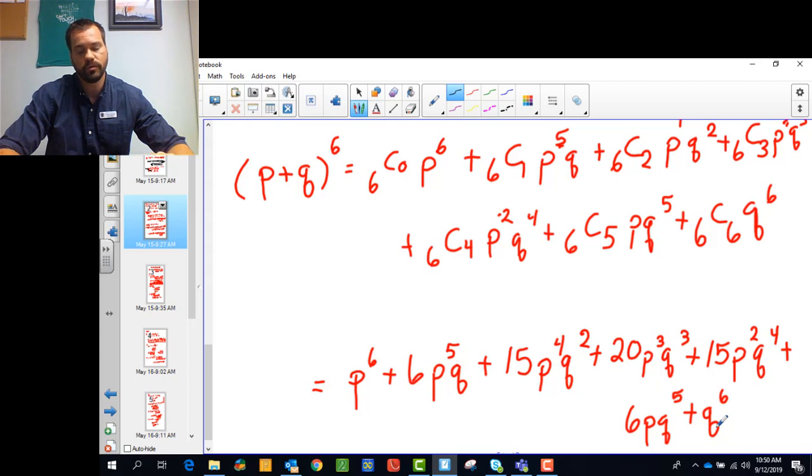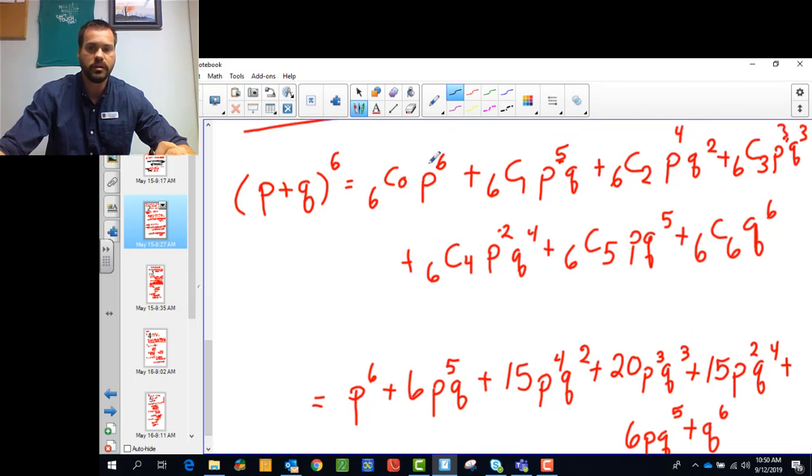But what's interesting about this, just to notice, is that the first term, p, is starting with the highest power and going down by 1 each time. So it's p to the 6th, then 5, then 4, then 3, then 2, then 1, then none. And the q is starting at 0, so we don't write it, and then 1, 2, 3, 4, 5, and 6.